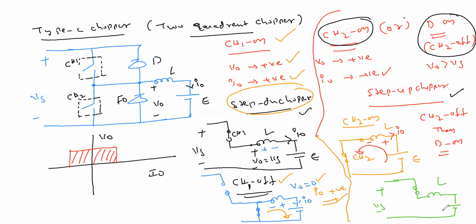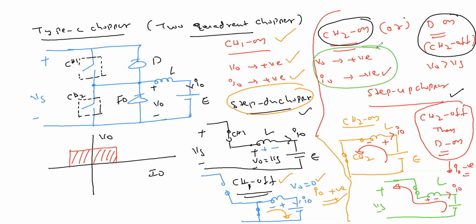I have already told you, this is how the current goes to this. But the actual current direction is I0 here. And plus here, it starts releasing the energy to the source like this, in the I0 direction. So when CH2 is off, D is on, then I0 is negative here now. So whatever we discussed here is true. CH2 is on, V0 is this, and when CH2 is off, D on, V0 is greater than VS, and your I0 is negative. So this is the step up chopper, this is the step down chopper, and your two-quadrant operation is here.